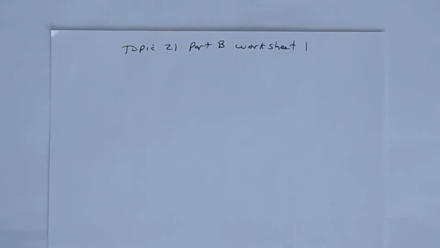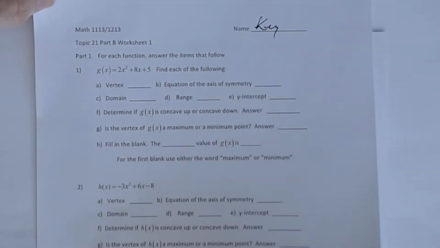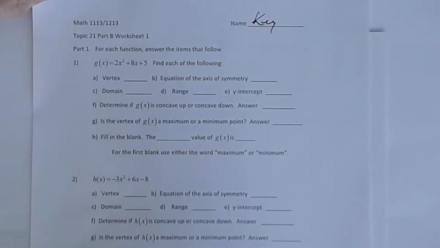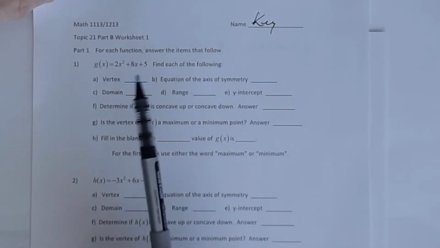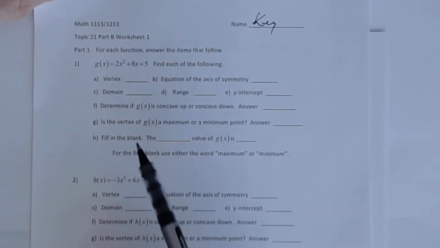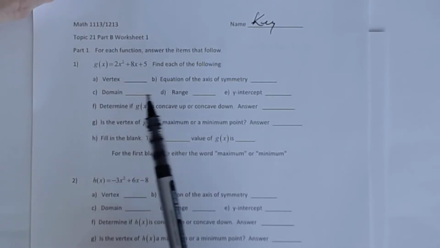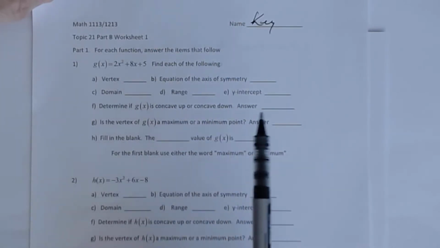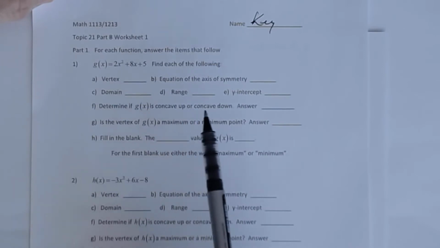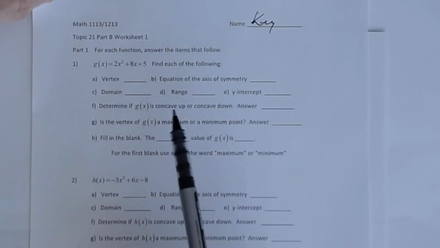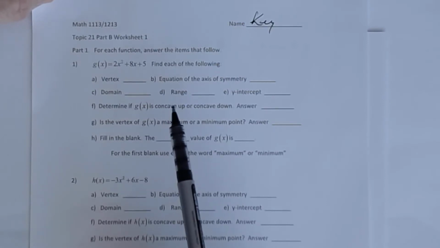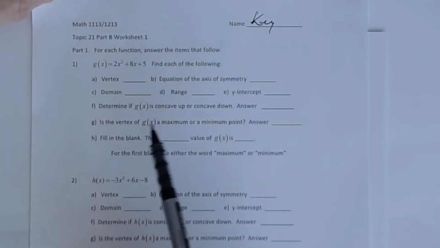All right, so this is the key to topic 21, part B, worksheet 1, and this was the worksheet. Notice that there are two problems, and you're given two quadratic functions, and they're both in general form. For each of those, you want to find the vertex, axis of symmetry, domain, range, y-intercept, and determine whether it's concave up or concave down. Remember, concave up is the same as asking is it opening up, or is it opening down, and so on.